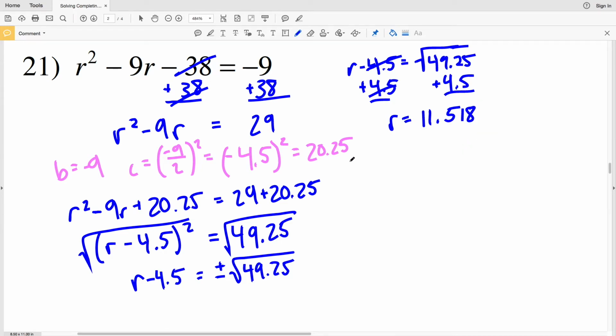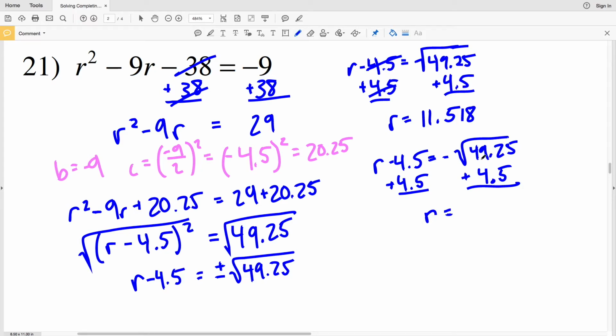11.518, and we're going to see when r minus 4.5 equals negative square root of 49.25. So now we'll add 4.5 to both sides, and adding 4.5 to the negative square root will give us negative 2.5178, which again they rounded down to negative 2.517, but I'm going to round up to negative 2.518. So my solutions in number 21 are positive 11.518 and negative 2.518.